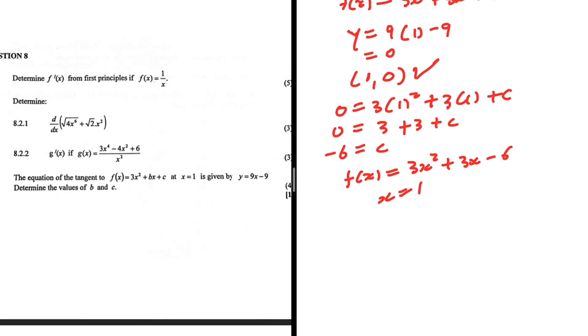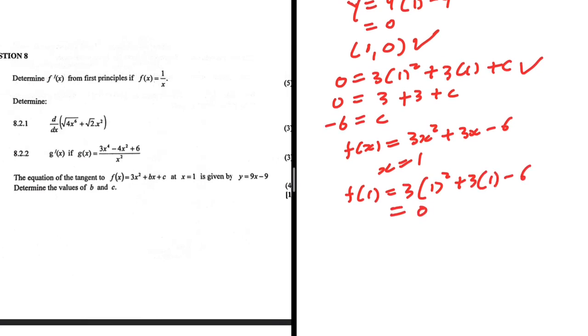Yeah, we will get 0 because we got the value of c using that fact. So we should get 0. But let's just see. f at 1 is equal to 3(1) squared plus 3(1) minus 6. Okay, that's fine.